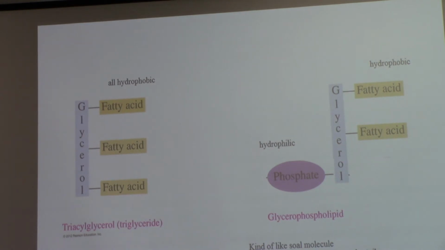Okay. Here's a picture of the triglyceride versus the phospholipid. On the left is a triglyceride, and on the right is a phospholipid. You notice on the right, the phosphate essentially is like a polar head. And now what you have is a molecule that has two nonpolar tails versus soap that just has one, and it has a polar head.